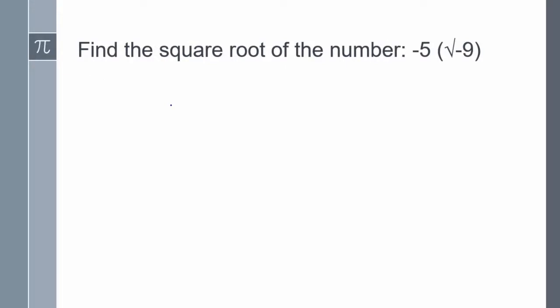Find the product of negative 5 times the square root of negative 9. To simplify this, let's break the square root of negative 9 into the square root of 9 times the square root of negative 1. We know the square root of 9, that's 3. We also know that the square root of negative 1 is i. Distribute, negative 5 times 3 is negative 15i, and that's our final answer.